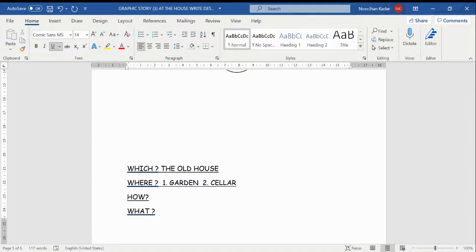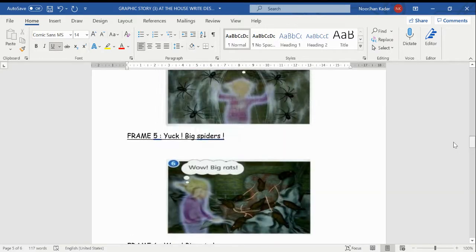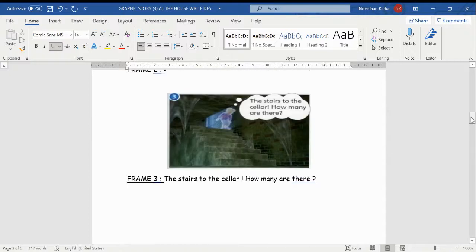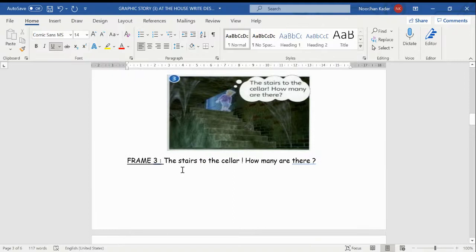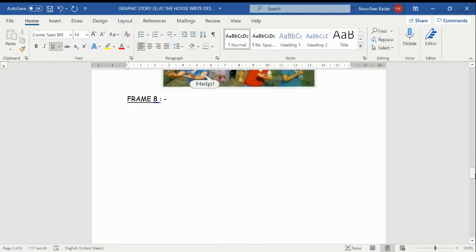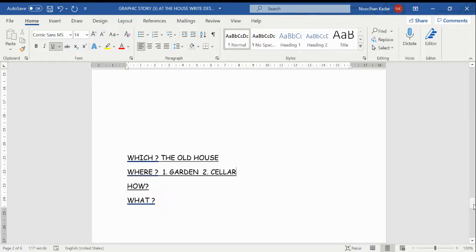So Misty is actually in the cellar, in frame 3. How many are there? That one we will come to later. So to answer where, the answer will be garden and cellar. I want to underline this, but then you will not have a clear picture, so let's clear the underline.